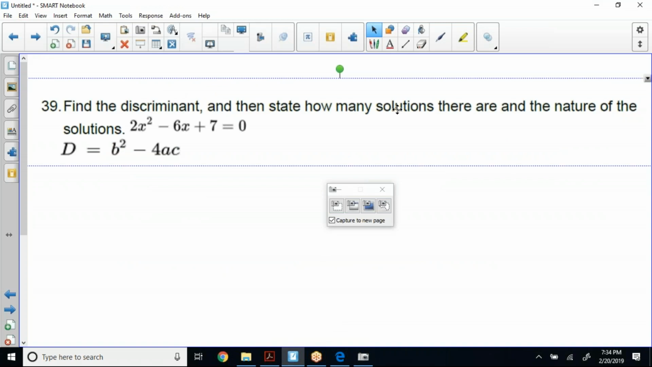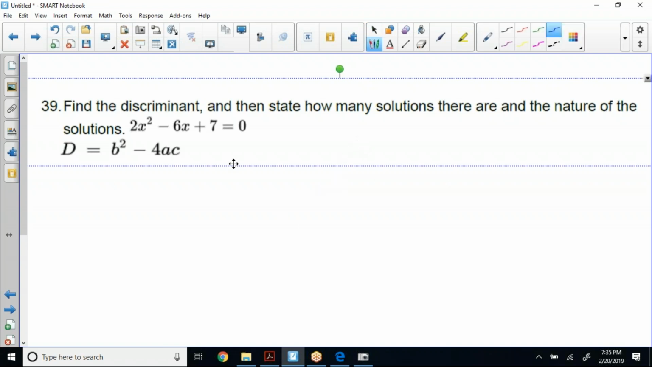Find the discriminant and then state how many solutions there are and the nature of the solutions, right? So when they say discriminant, they're talking about how many times it touches the x-axis. Is it going to touch it twice, once, or none? That's the key. If it touches it twice, then you've got 2 real numbers. If it only touches it once, it's just 1 real number. That vertex is sitting on there. And if it doesn't touch it at all, then you have 2 imaginary.